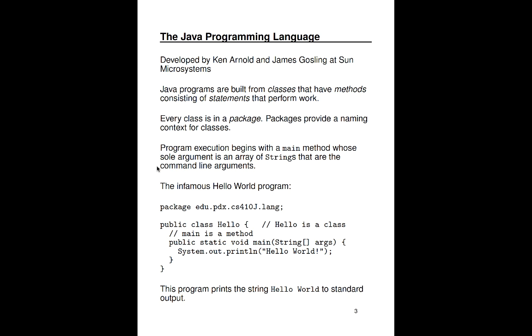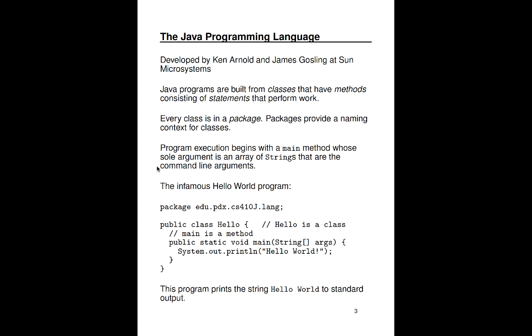Every class in Java is in what's called a package. Packages provide a namespace, a naming context for classes and for their fields and methods. And when you run a Java program, it starts with a main method, just like a C program does. And a main method has one argument, which is an array of strings that are the arguments that are put on the command line. So if you want to write hello world in Java, it looks something like the following. You're declaring a class, and the first thing that you do in a class declaration is to specify what package it's in.